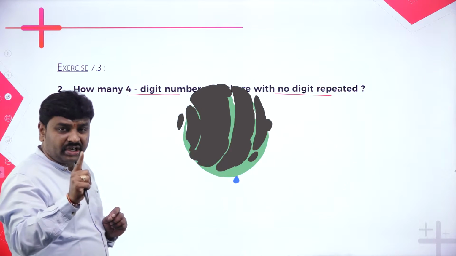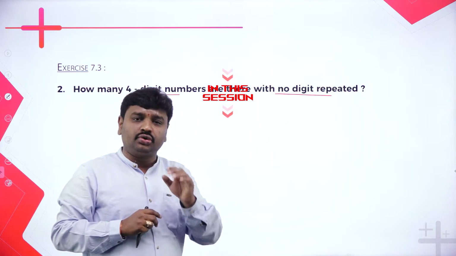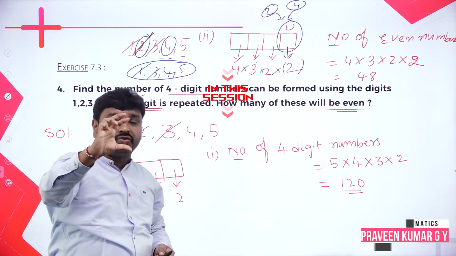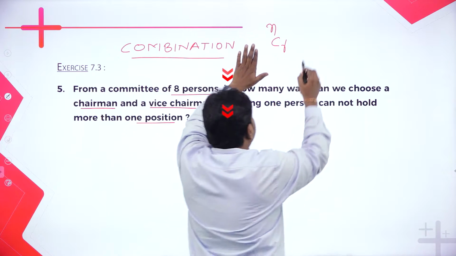See, if you want to find numbers or if you want to form a number, you should use the support of 10 numbers. Whenever they ask you a number, first you fill units plus, then you fill the remaining. What is NCR? Selecting R things from N things.